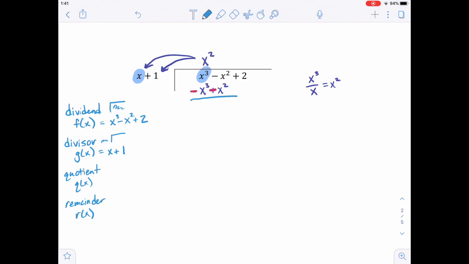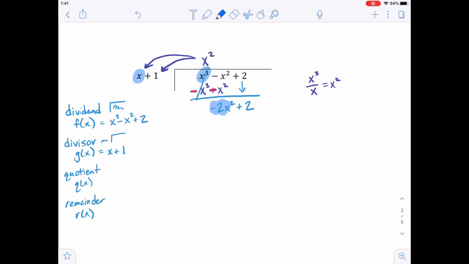Then we're going to combine like terms. These 2 cancel. They better cancel. Negative x squared and negative x squared is negative 2x squared. If you mess up your signs, then that would not be there, and that would be a problem. So now we get this. Do the same thing again.